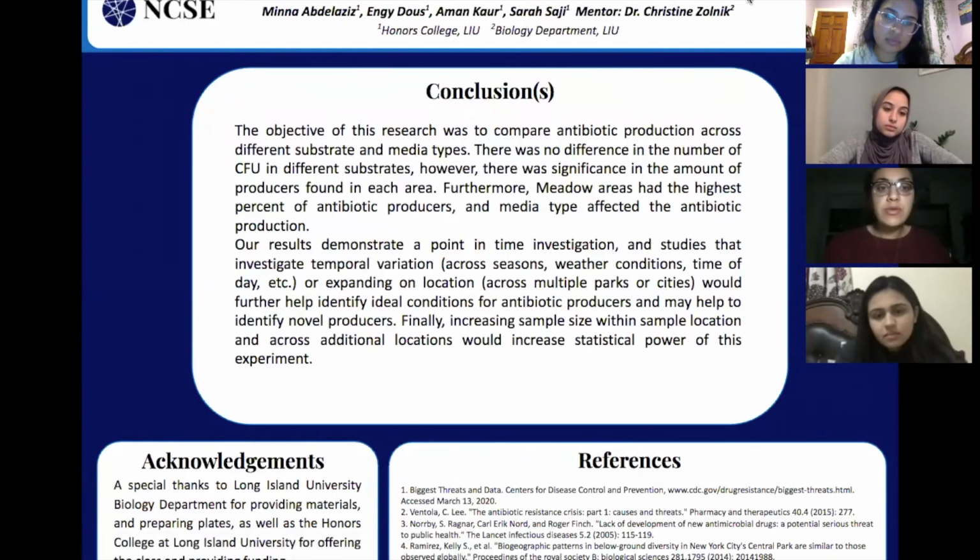And our results showed that the meadow areas had the highest percentage of antibiotic producers, but also the media type affected the antibiotic production. Our overall conclusion was that there was no difference in the number of colony-forming units in different substrates. However, there was significance in the amount of producers found in each area. So future studies should definitely screen for novel antibiotics through genetic testing. Also, they should consider looking for differences in antibiotic production over different seasons, weather conditions, and over longer periods of time.